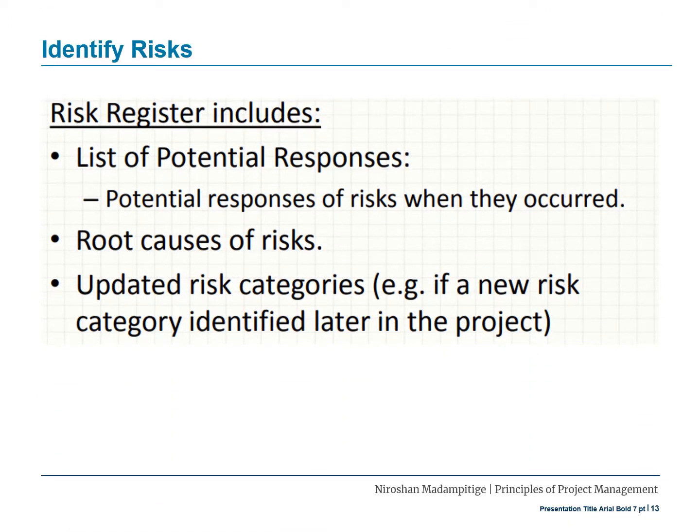Risk register also includes a list of potential responses. Potential responses to risks when they occur. Root cause or root causes of risks. Updated risk categories. Example, if a new risk category is identified late in the project.